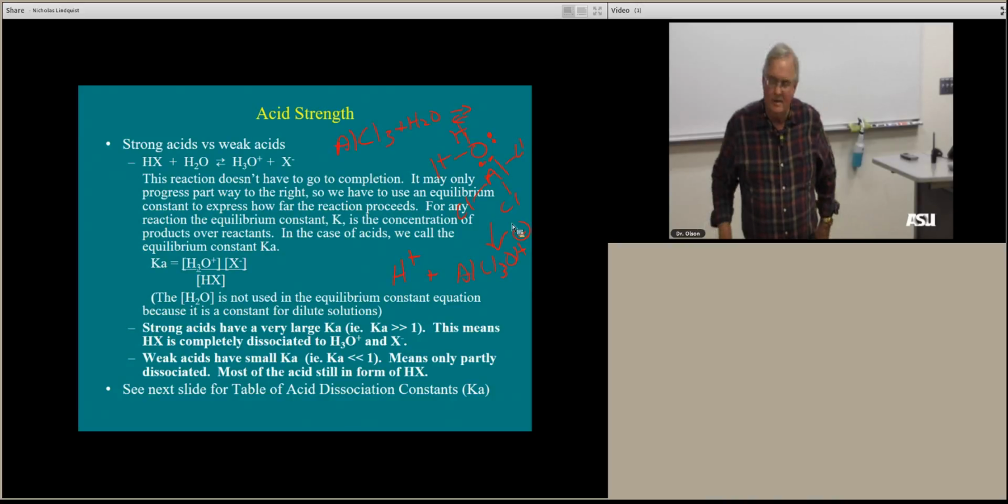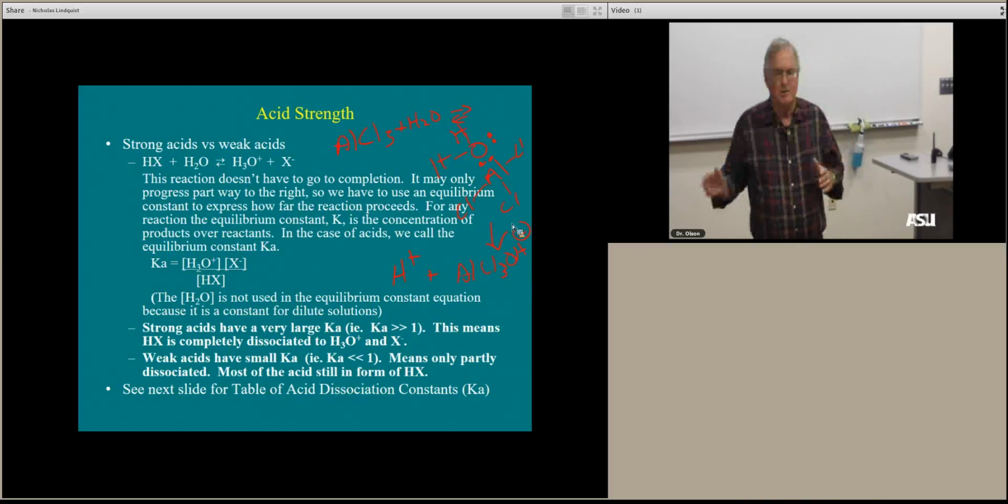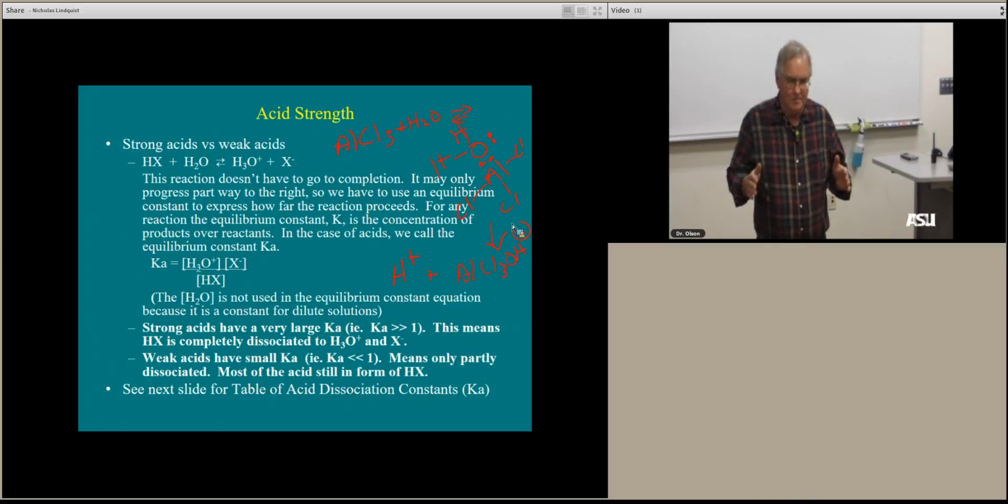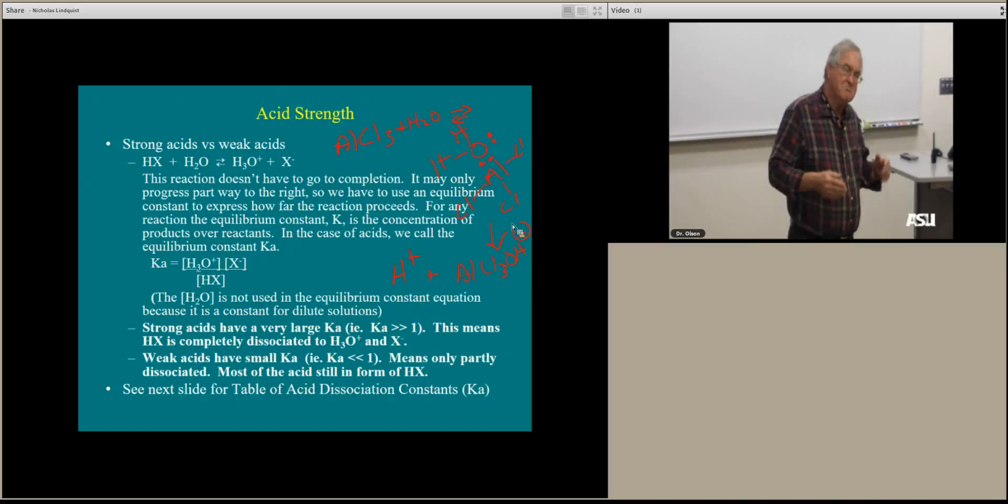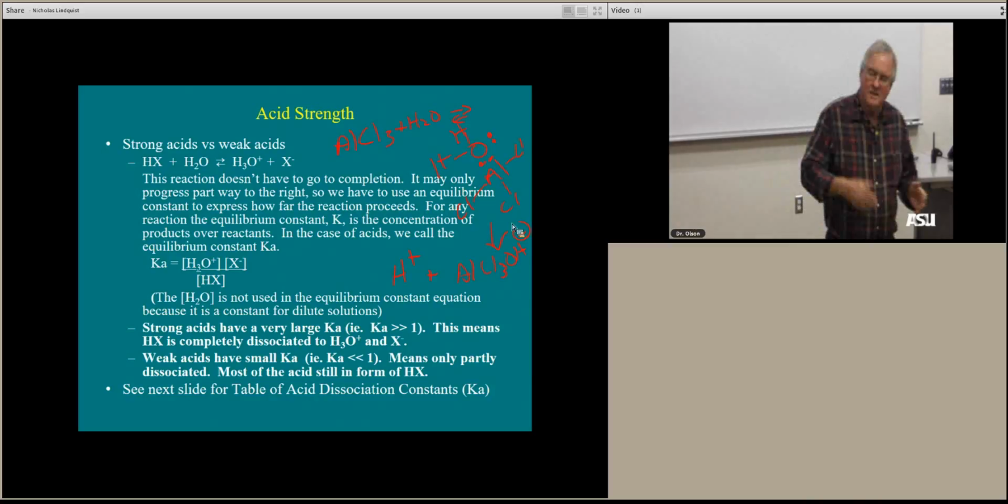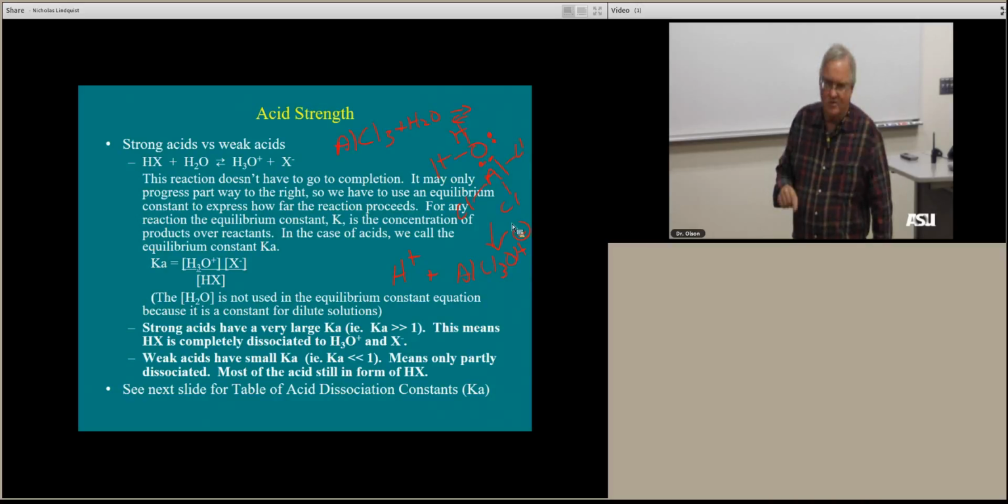Now, the question is, does this reaction necessarily go to completion? In other words, if there's an equilibrium constant for this reaction, is the equilibrium constant very, very large so that the equilibrium lies very far to the right? Or is it a weak acid where maybe a little bit of it gets donated, but not all of it? And that's the difference in definition between strong and weak acids.